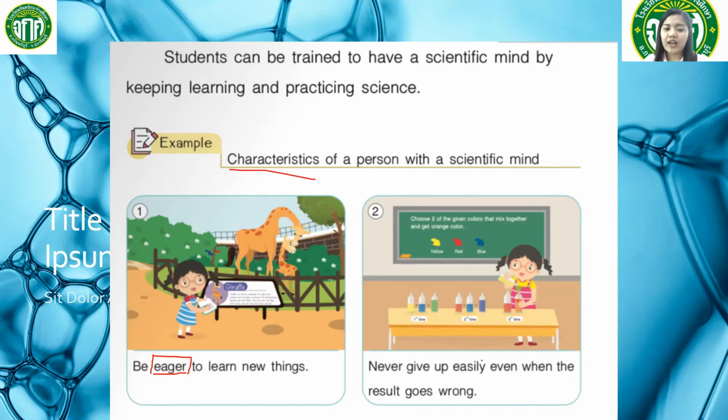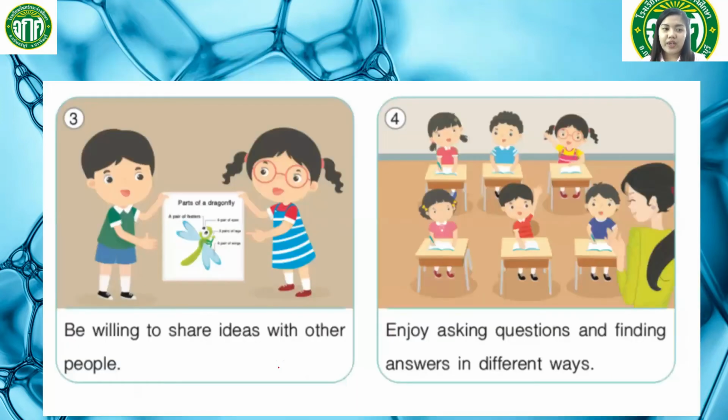So you should not give up easily. Never give up easily, even when the result goes wrong. You have to try again. Okay, you have to give a second try. All right. Next, we have number three.